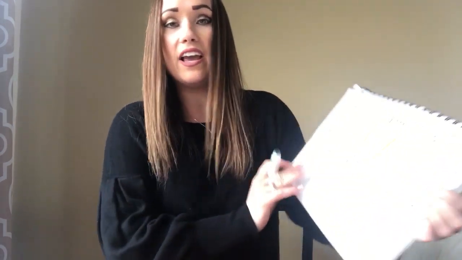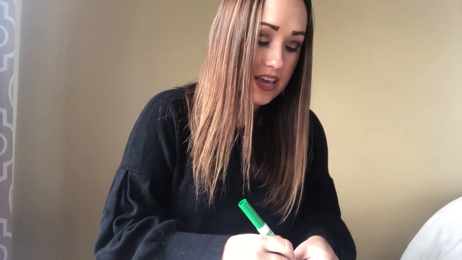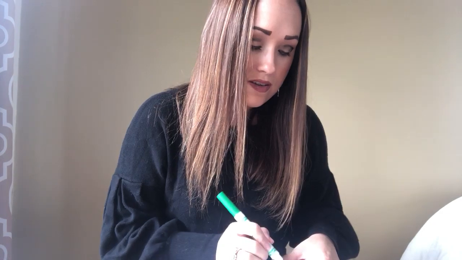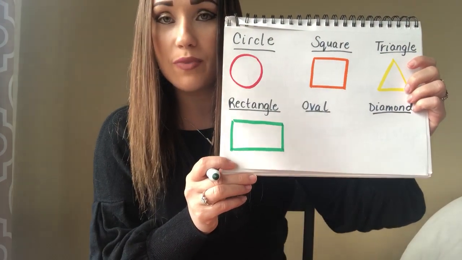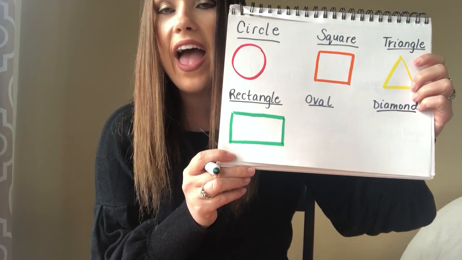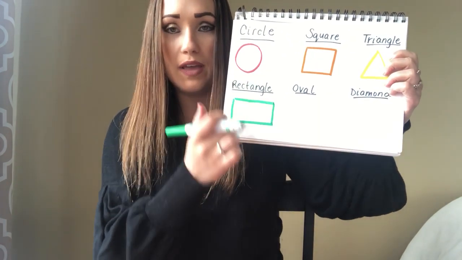The next one we are going to do is a rectangle. Rectangle. Does everybody know what a rectangle looks like? Let's see. Rectangle. It looks like a square, but the two sides on the right here are shorter than the top and bottom, right?